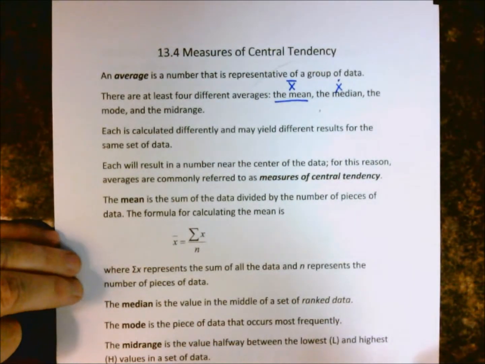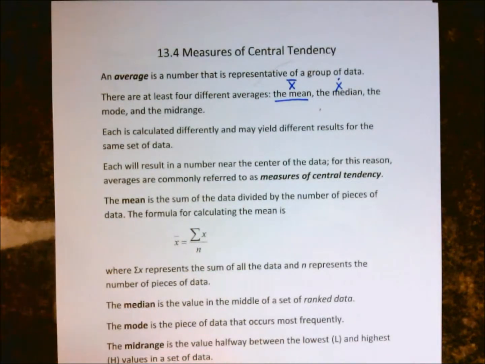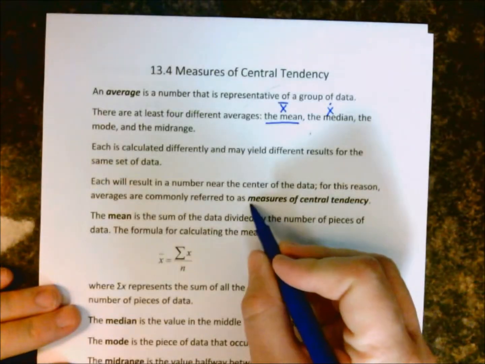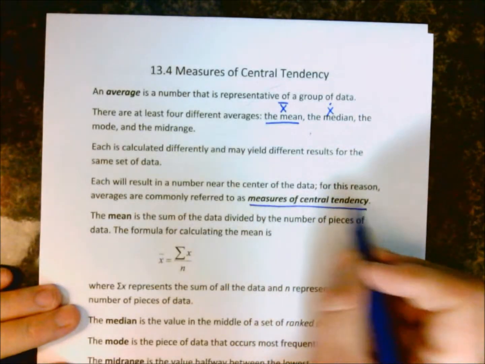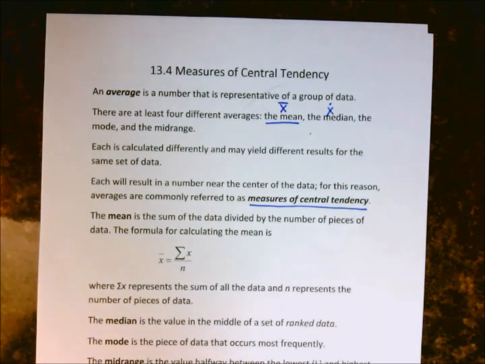Each of these is calculated differently and may yield a different result for the same set of data. Each will result in a number near the center of the data. For this reason, averages are commonly referred to as measures of central tendency. These calculations give us a number near the center, so they're called measures of central tendency.